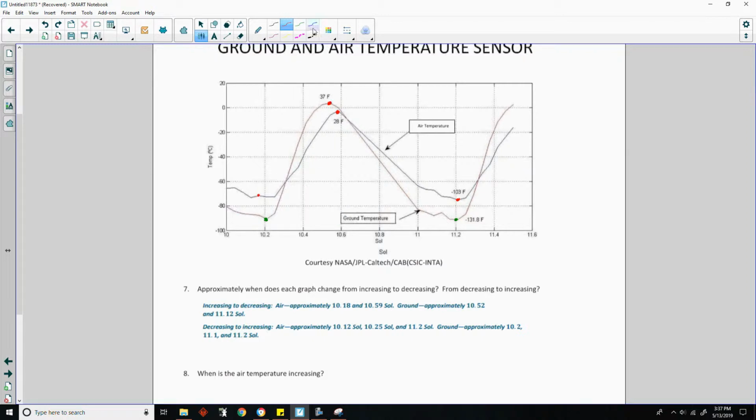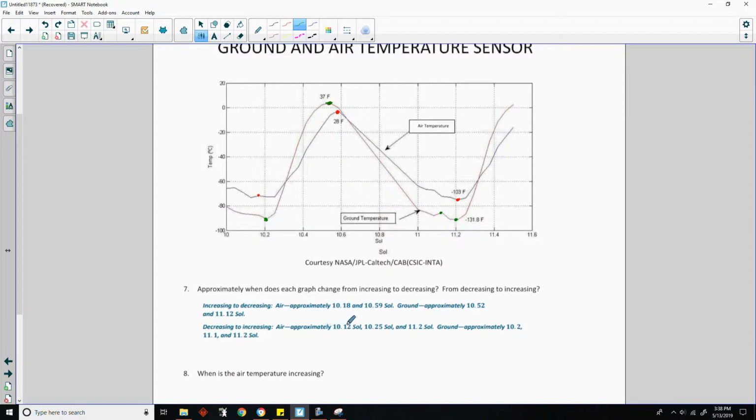Let me change color to green. This is my 10.4, 10.6, 10.5 here, 10.52, and 11.12. So this is increasing to decreasing. 11.12. So 11.2 is here, 11 is here, 11.12 would be right here. From increasing to decreasing. And then decreasing to increasing air is the blue line.